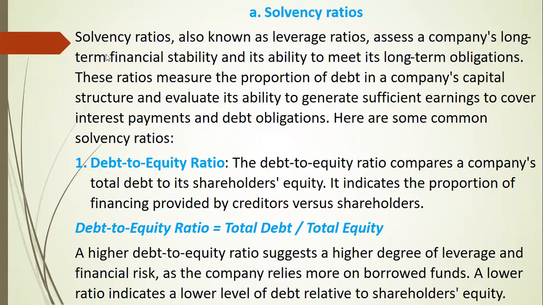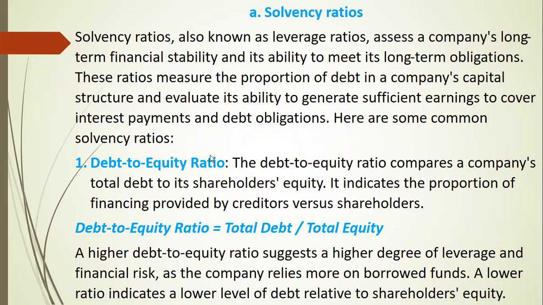We have the solvency ratios. Solvency ratios are also known as the leverage ratios. These assess the company's long-term financial stability. You can see now we're talking about long-term financial stability, that is the non-current liabilities, maybe the debt, and equity. These ratios measure the proportion of debt in the company's capital structure and evaluate its ability to generate sufficient earnings to cover interest payments and debt obligations.